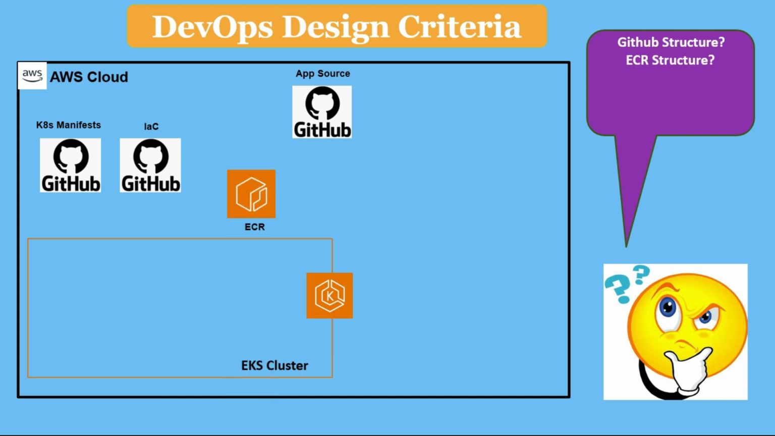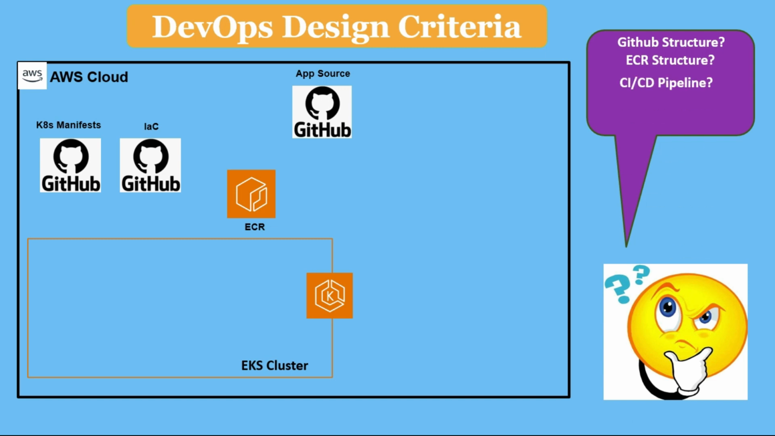And also, we need to create the right ECR repo structure for hosting the container images. If you have multiple microservices for a given project, probably we can leverage the namespace feature inside ECR to club multiple repos together.